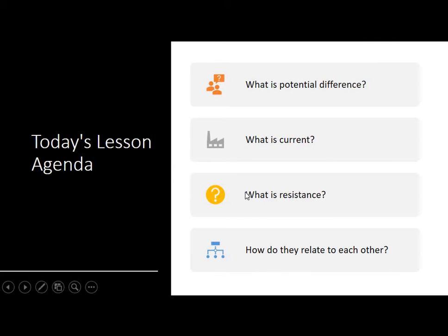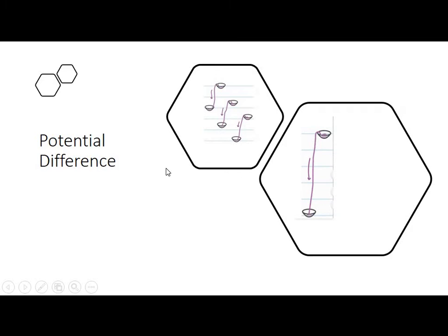Okay, so we're going to look at what potential difference is. We're going to recap what current is. We're going to talk about resistance, and then we'll look at how they relate to each other. So let's discuss potential difference first of all.